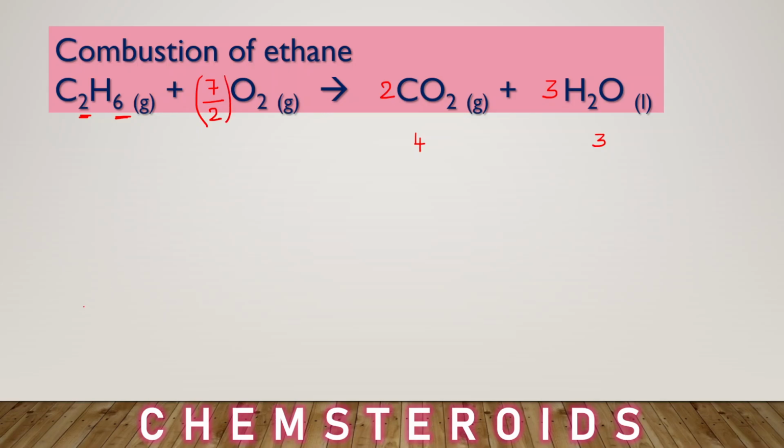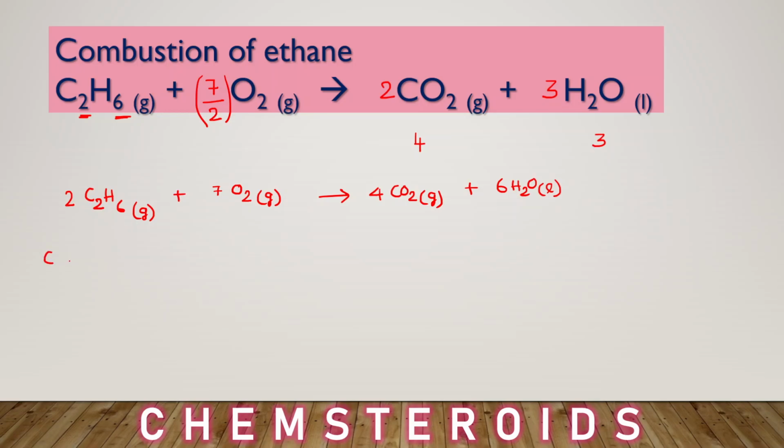Sometimes this equation can also be multiplied throughout by 2, so that this equation can also be written as 2C2H6 gas plus 7, and if I multiply this by 2, then it is going to be 7 O2 giving rise to, I'm multiplying by 2 throughout, so that's going to be 4CO2 gas plus 6H2O liquid.